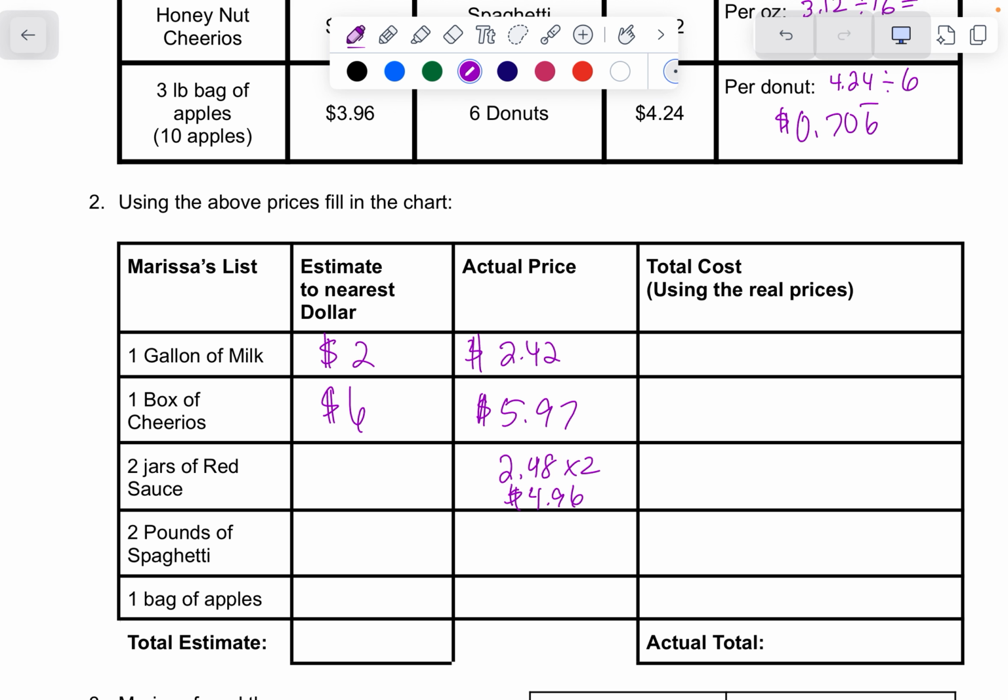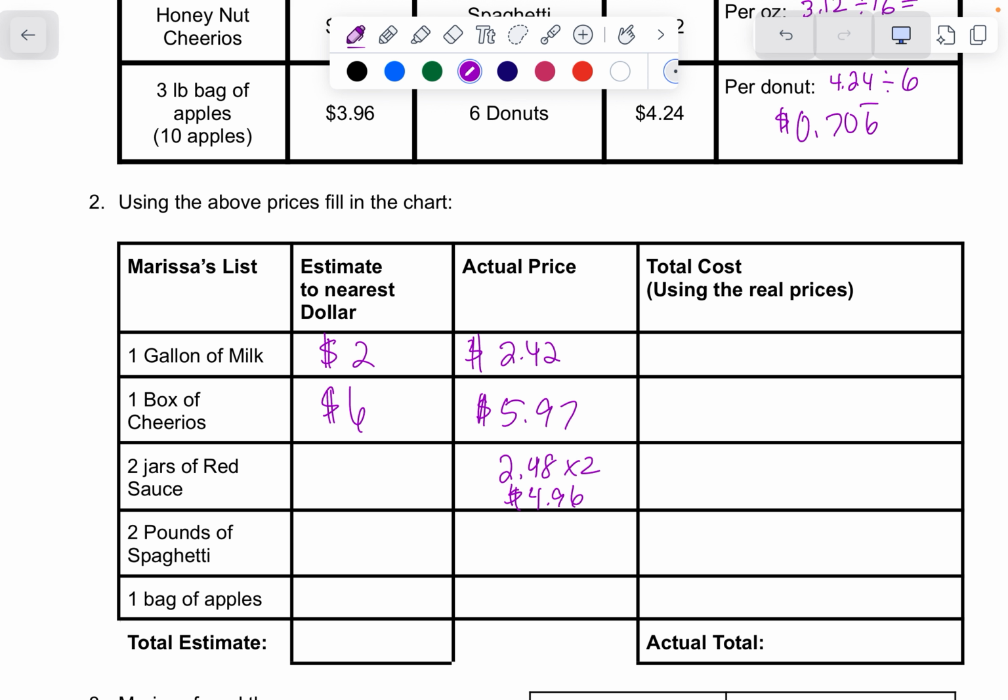Do you want to estimate the price first and then multiply by 2? Because we'll get $4. But if we round this price to the nearest dollar, we're going to get $5. So you got to be careful as to how you estimate. If you tell me $4, I'm going to give it to you. If you tell me $5, I'm going to give it to you, because it really depends upon which one we round, right? So let's just go $5.